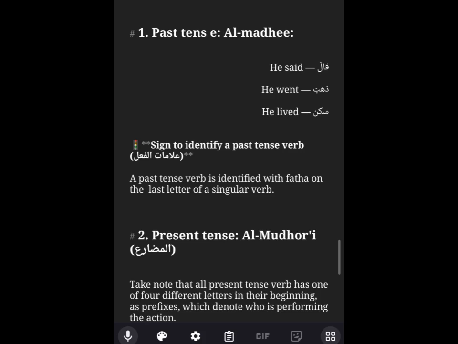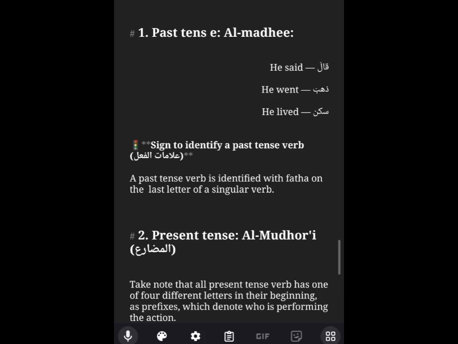In the dictionary, if you check your dictionary, you would usually find this past tense verb given in the verb infinitive form. For example, to say قال, to go ذهب, to live سكن. That is how your dictionary gives you. However, literally, whenever you hear a verb in this manner, it means قال, he said, ذهب, he went, and سكن, he lived.